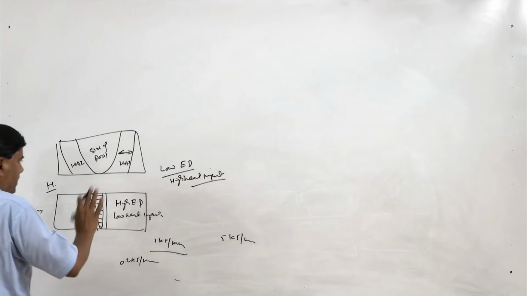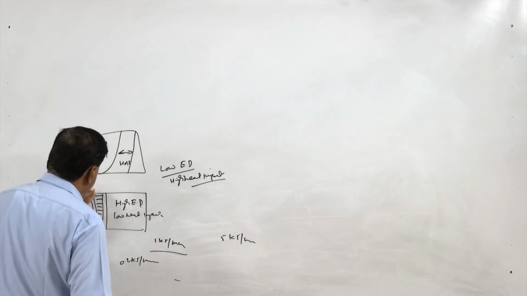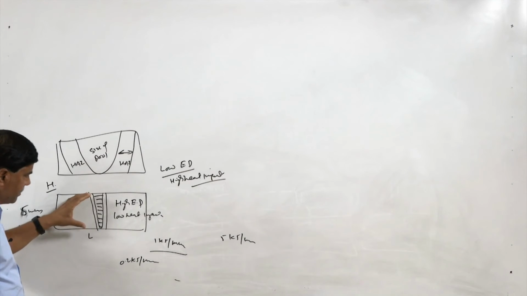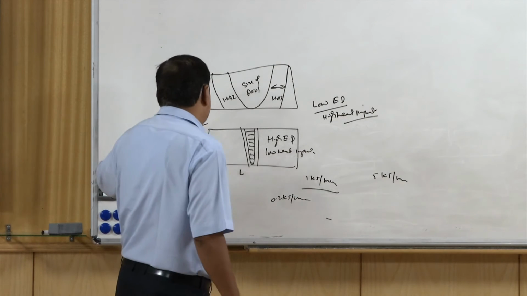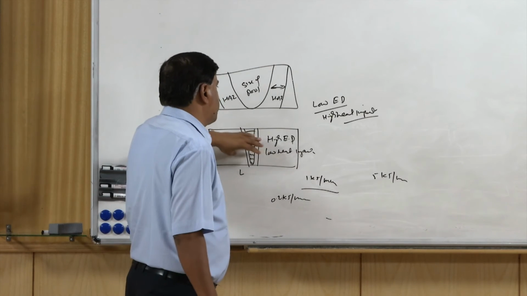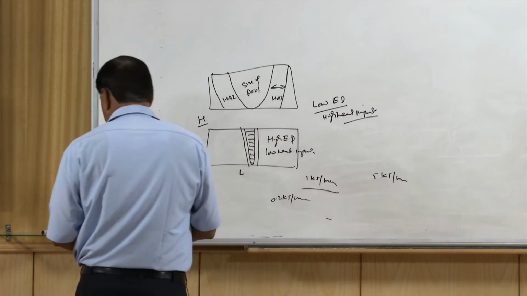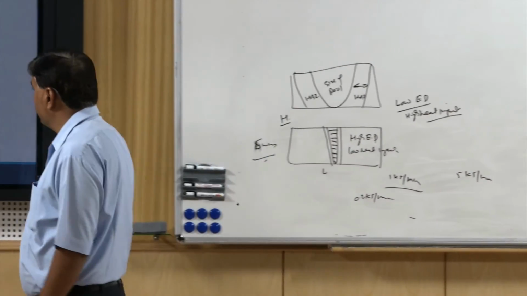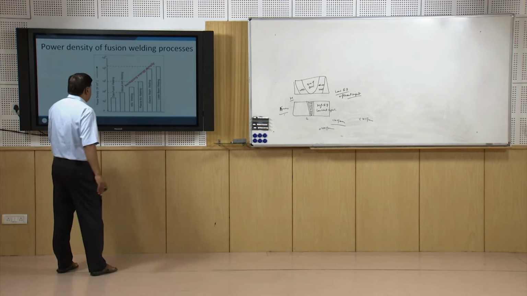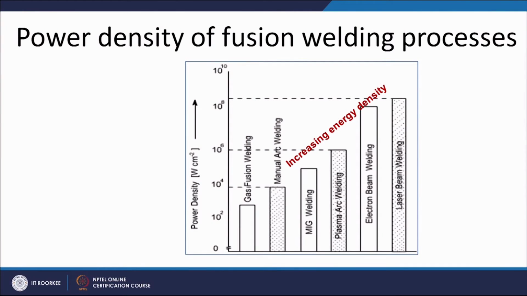Because of these differences, we find that the quality of the joint, the load carrying capacity of the joint, and the other characteristics of the joint with high energy density processes are much better as compared to low energy density processes. So that is what we will try to see here. The same thing can be seen here: gas welding is about 10 to the power 3, and for manual metal arc welding 10 to the power 3 watt per centimeter square.